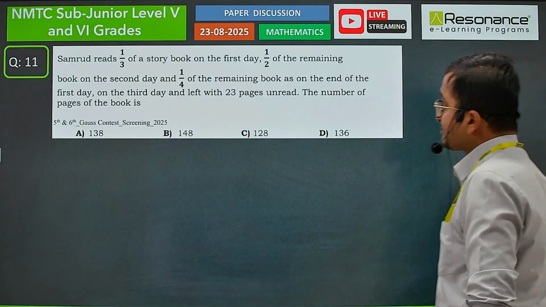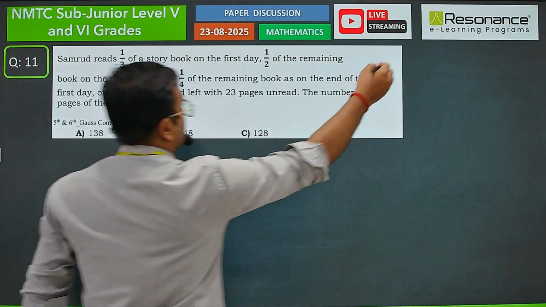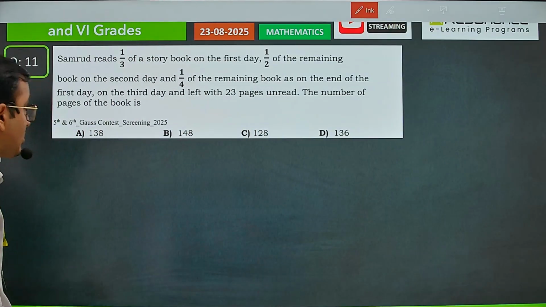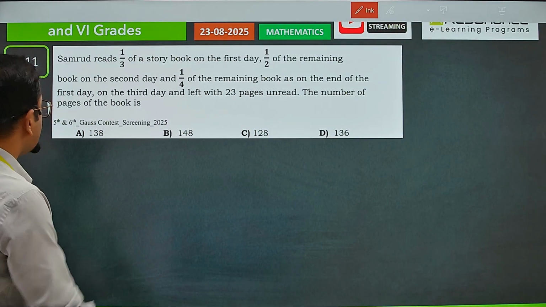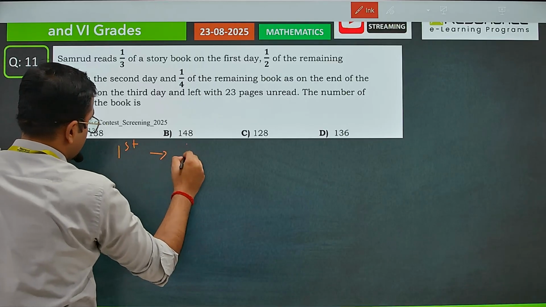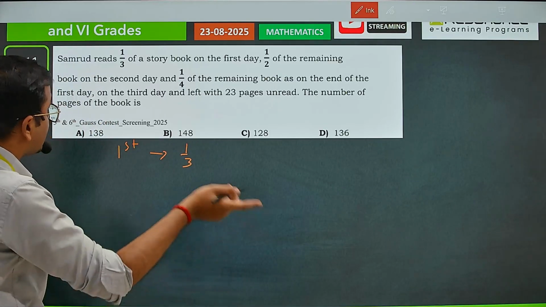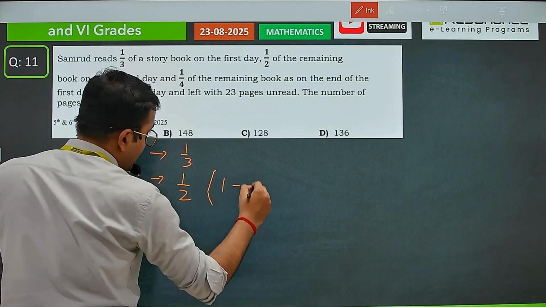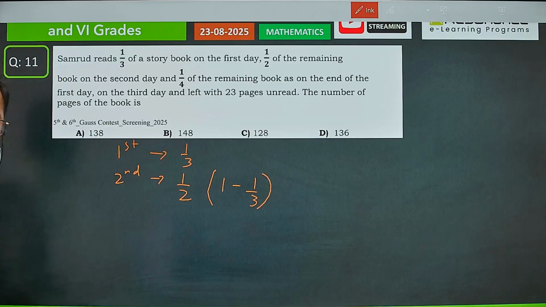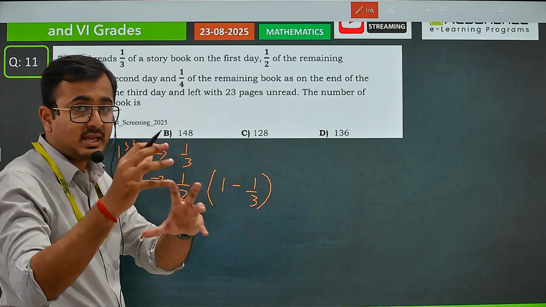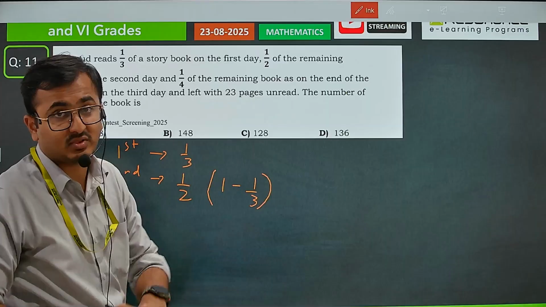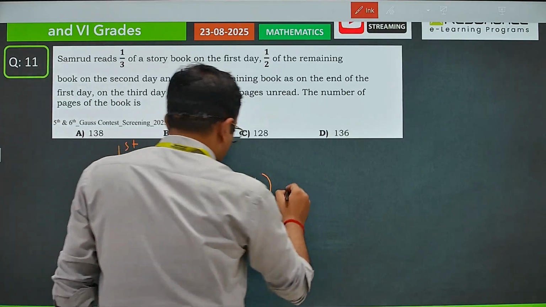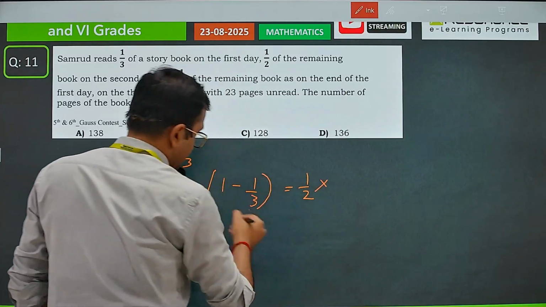Question number 11. You have to be very careful while reading this particular question, because errors will occur if you don't read the question properly. First day, 1/3. Very simple. The second day, it is half of the remaining. Remaining is 1 minus 1 by 3, because 1 is the whole. The whole we should always consider as x or 1. We will convert into x soon. That is 1 by 2 into 2 by 3.